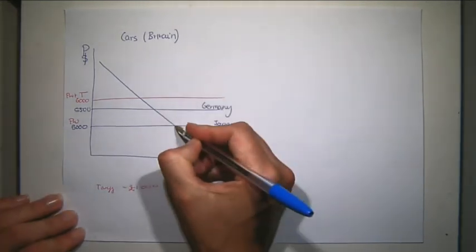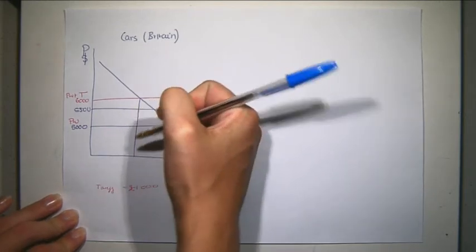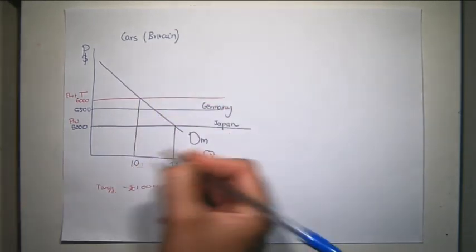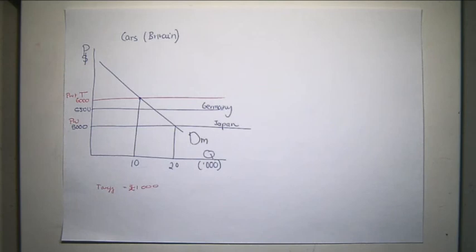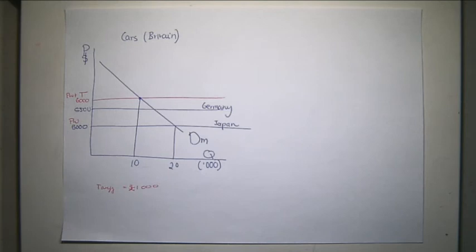So they are importing 10,000 cars from Japan. They're importing it from Japan because, of course, the German price with the tariff is going to be 6,500, which is going to be higher than the 6,000 of the Japanese plus the tariff.